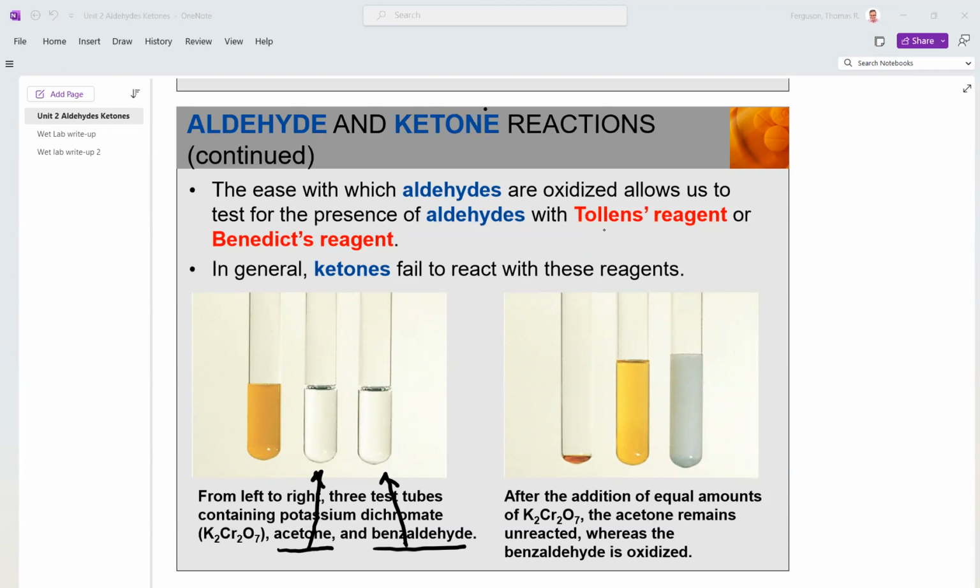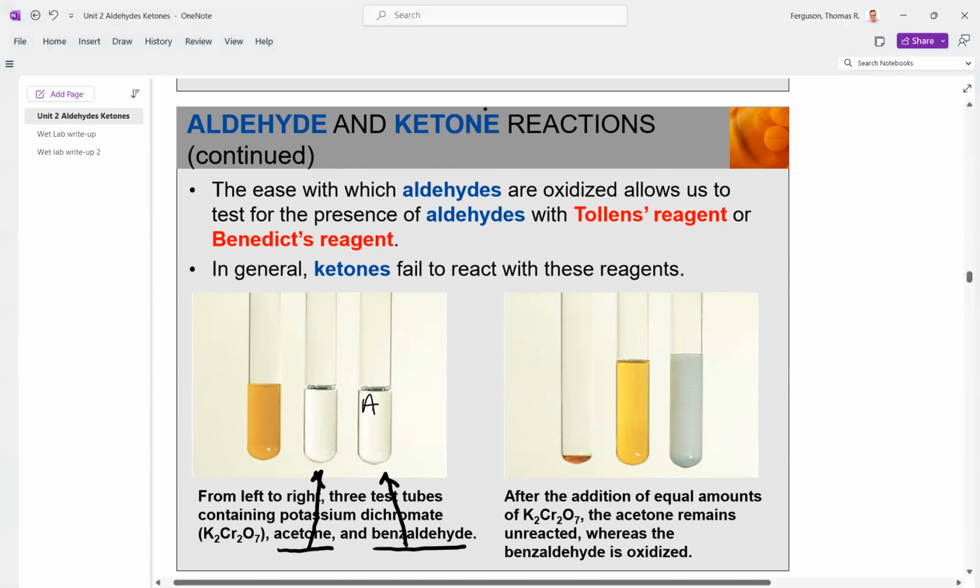Okay, and remember, aldehydes and ketones both can be oxidized. What's wrong with that statement? You remember? Ketones cannot be oxidized, only aldehydes. So that's one test that'll distinguish an aldehyde from a ketone, is you try oxidizing it. For example, here, we have two solutions. One is acetone, which is the simplest ketone on the left. And then we have benzaldehyde, an aromatic aldehyde on the right.